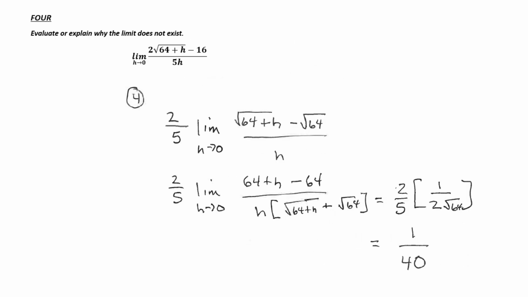Evaluating this limit, if you factor out the 2 over 5, and then you multiply top and bottom by the conjugate of the numerator, you will see that the 64's cancel out and the h's cancel out, and then you can take the limit as h goes to infinity. So whenever you substitute in and simplify, you get 1 over 40.